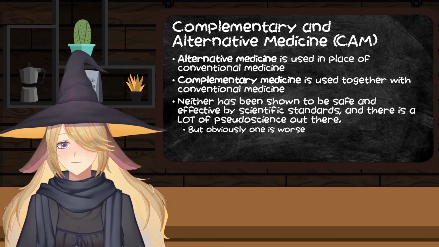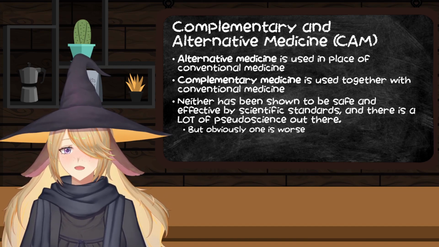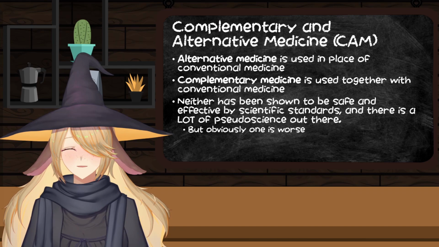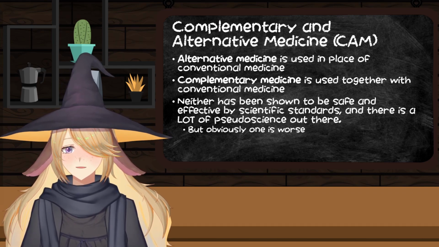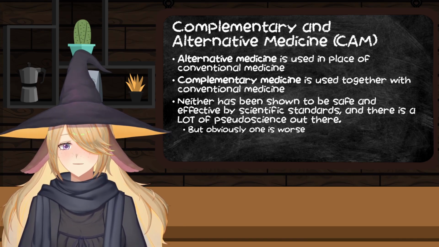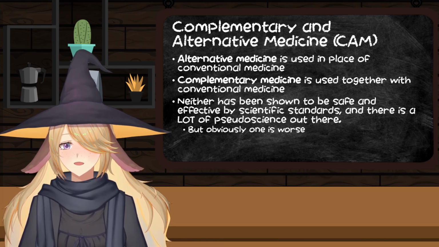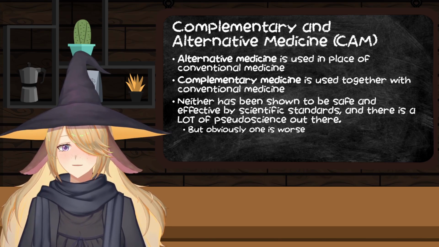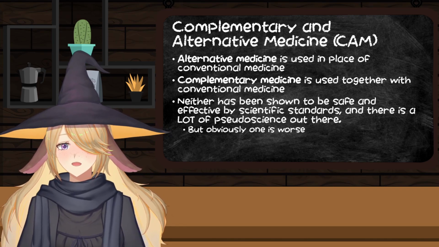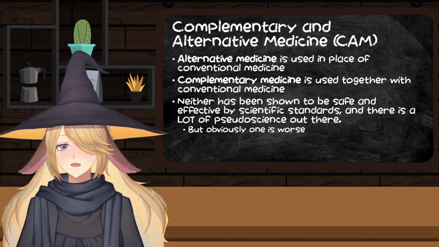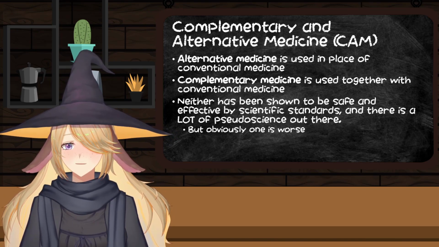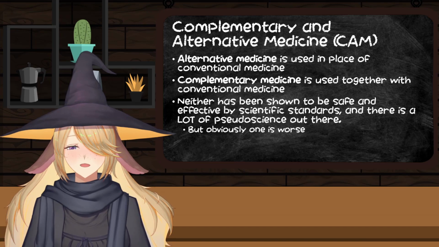All right. So complementary and alternative medicine, or CAMs. When we think about alternative medicine, we're thinking about something that is used in place of conventional medicine. Complementary medicine is used together with conventional medicine. Neither has been shown to be safe and effective by scientific standards, but there is an enormous amount of pseudoscience out there. Obviously, alternative medicine is probably worse overall because you're using it in place of something that has been shown to be scientifically consistent. But there's a lot of gray area and wiggle room here. It's a very complicated area to talk about.